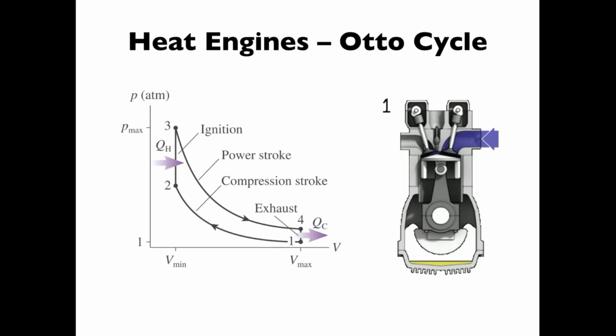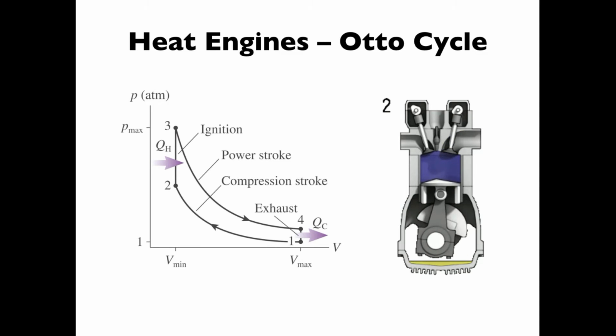So here we have how you would draw this on a PV diagram. This first part is where your intake valve is open. You have this compression. This is the part where you have ignition. Here's your power stroke, and here's your exhaust. So ignition and exhaust, both of those have no change in volume.